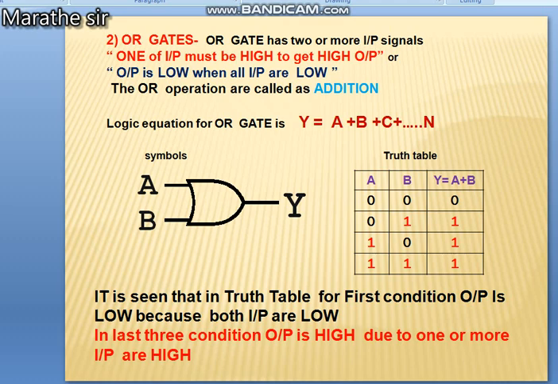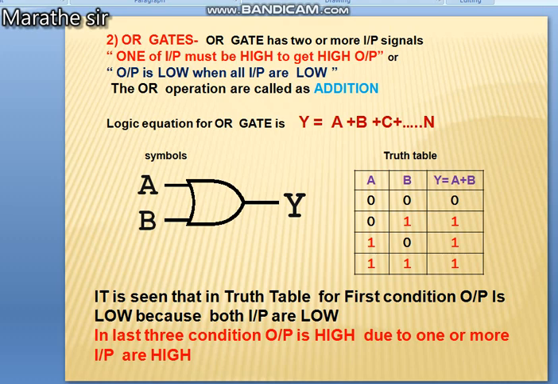On the right hand side the truth table is shown. In the truth table there are four possible conditions because there are two inputs A and B. In the first condition, when A is equal to 0, B is equal to 0, then we are getting Y is equal to 0. In the second condition, when A is equal to 0, B is equal to 1, then output Y is equal to 1. In the third condition, when A is equal to 1, B is equal to 0, then output Y is equal to 1. In the last condition, when A is equal to 1, B is equal to 1, then output Y is equal to 1.